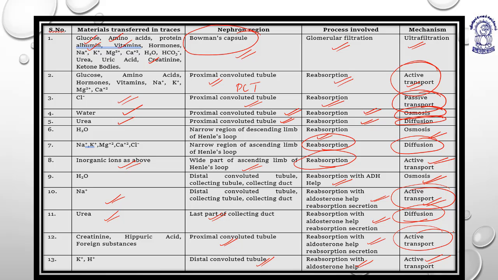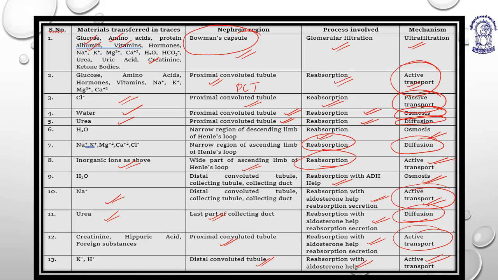The water is basically concerned with osmosis only, every time, while active transport is involved for inorganic ions, sodium ions, whether at the PCT or at the DCT. But very important, at the level of the thin ascending limb of the loop of Henle, these ions are reabsorbed through diffusion. It is not active transport.